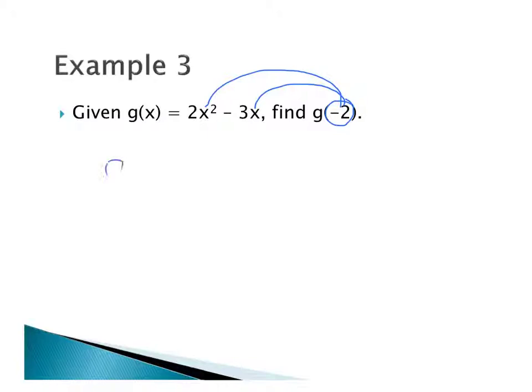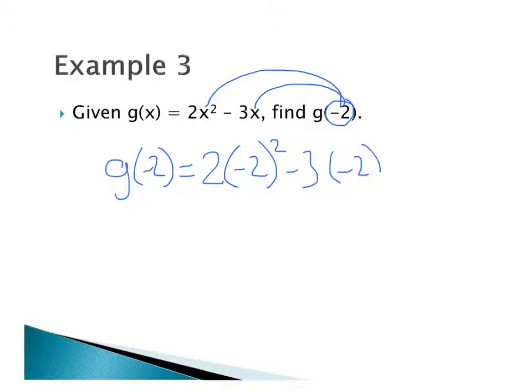Let's write it out. g of negative 2 equals 2 times, and I always write these numbers in parentheses. Anytime I'm plugging a number in for a variable, I put it in parentheses. Negative 2 squared minus 3 times negative 2. The reason why parentheses are important, mainly because of this exponent up here. We'll get to that in just a second.